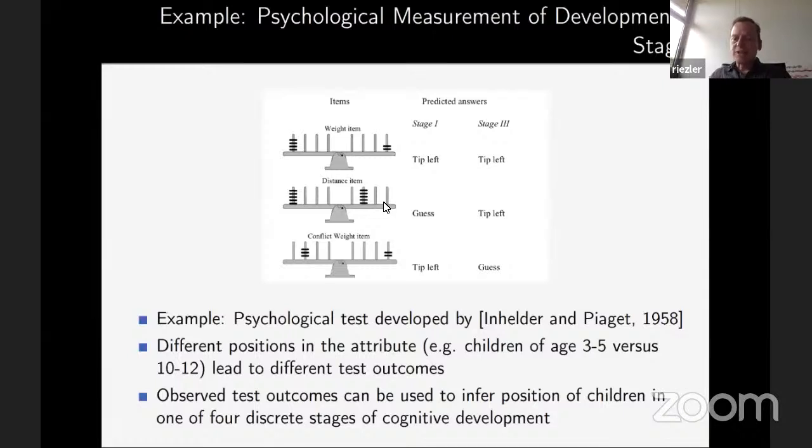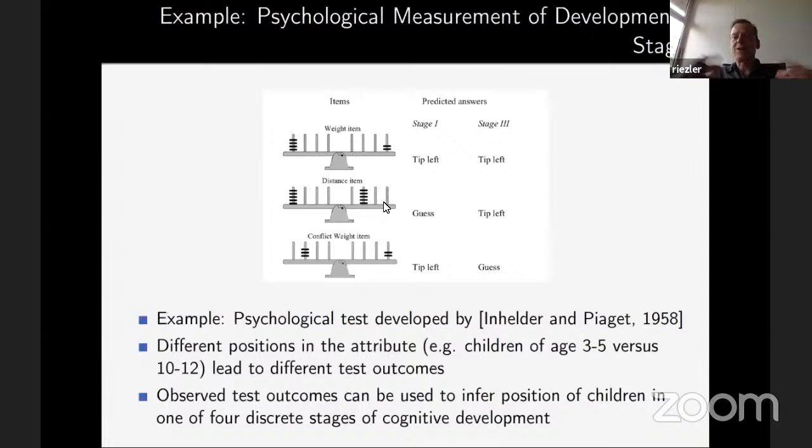Very young children, age 3 to 5, produce a different test outcome than older children. So the test basically tests developmental stages by checking if the children take only weights into account, that would be stage 1, or if they take the product of weight and distance into account, which is the right thing to do, or if they just take distance into account. So such a test is then used, if it's considered valid, to infer positions of children in these discrete stages of development.